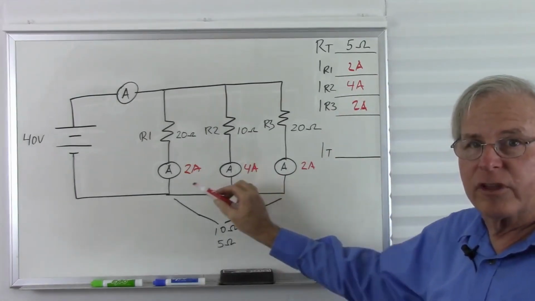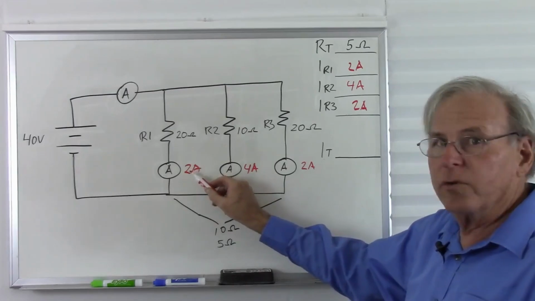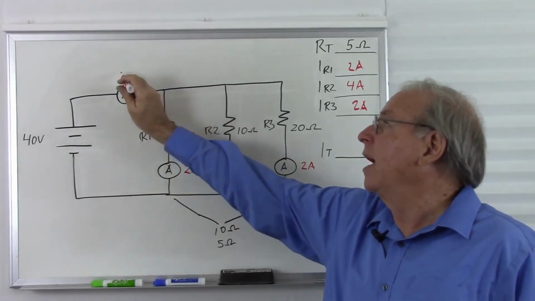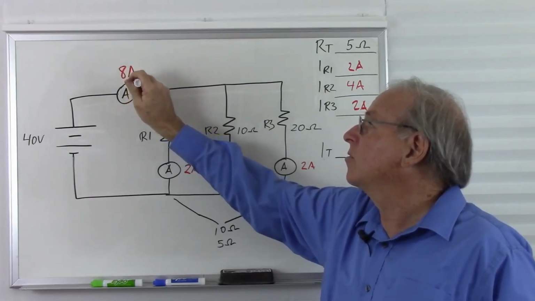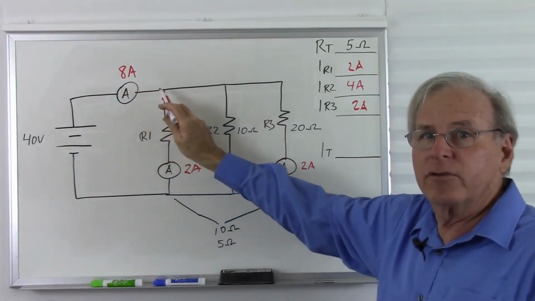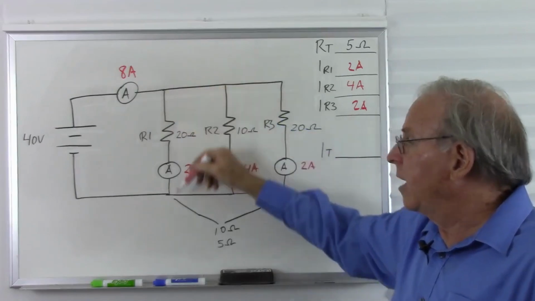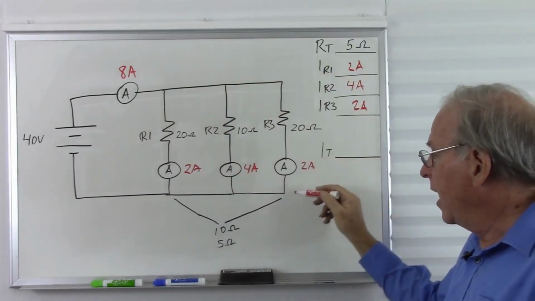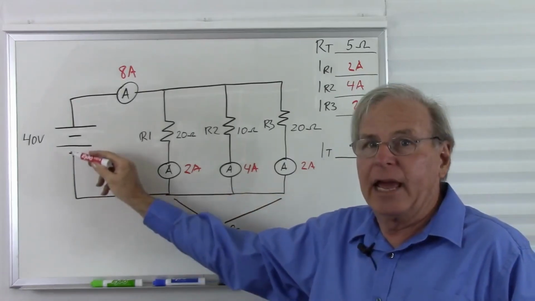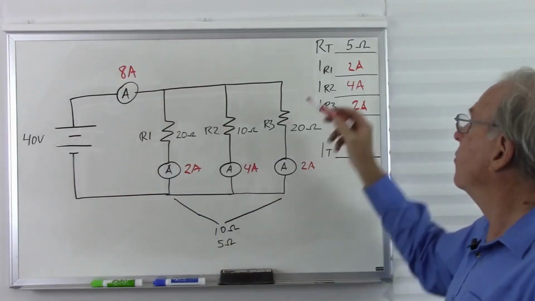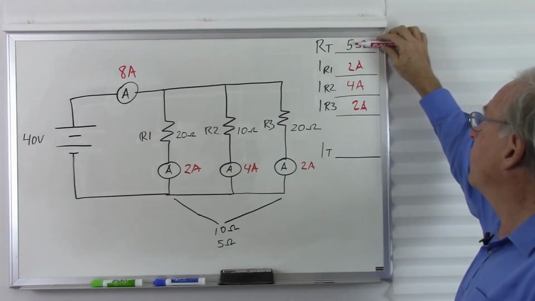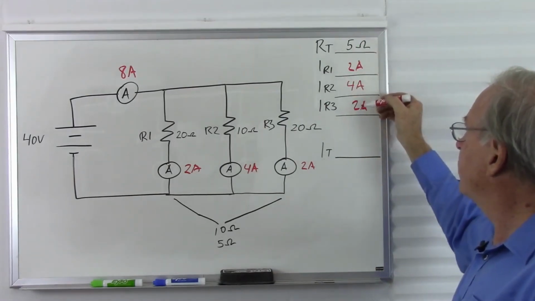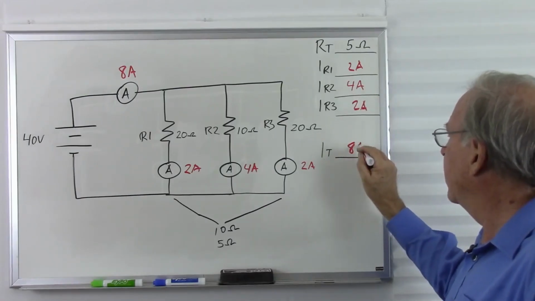So the total resistance will be the sum of these. We have 2 amps, 4 amps, and 2 amps. It's a total of 8 amps. So we have 8 amps flowing through this circuit. 2 amps go this way, 4 amps go this way, 2 amps go this way, and then they all come back together to be 8 amps to go back to the battery. So that is our total. 5 ohms is our total resistance, and we have 2 amps, 4 amps, 2 amps, and 8 amps.